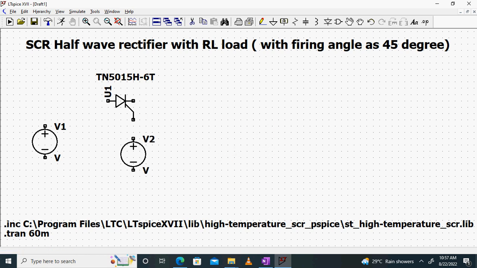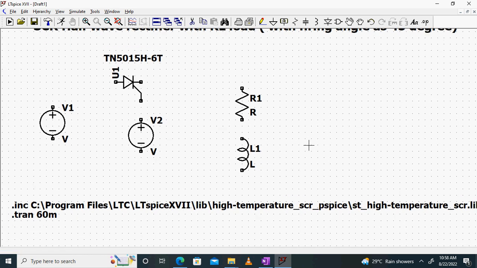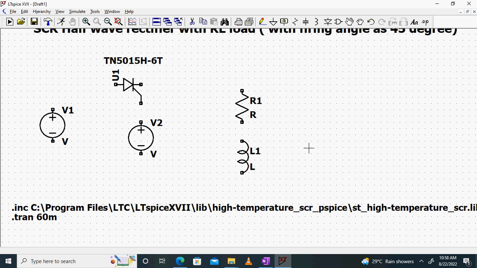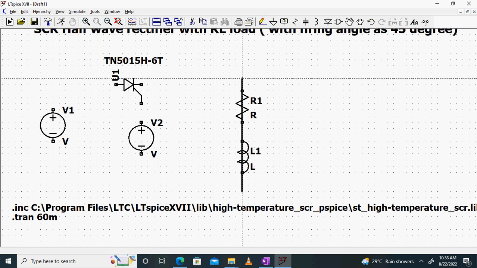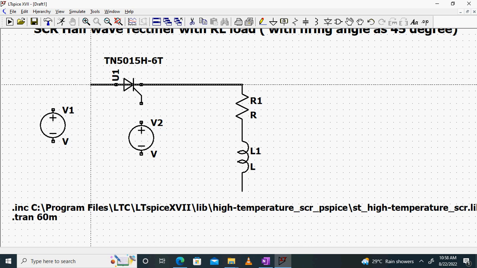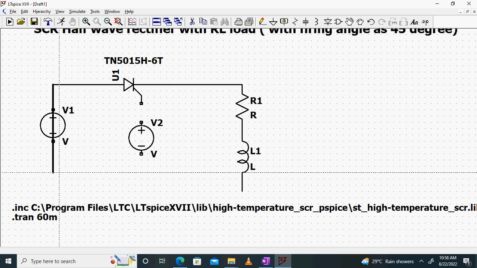Alright. Next, I'll also require a resistor and an inductor in series with it as a load. Okay, so these are the main components in the circuit. Now let's start connecting them with the wire. This is acting as a load. This is my anode supply.